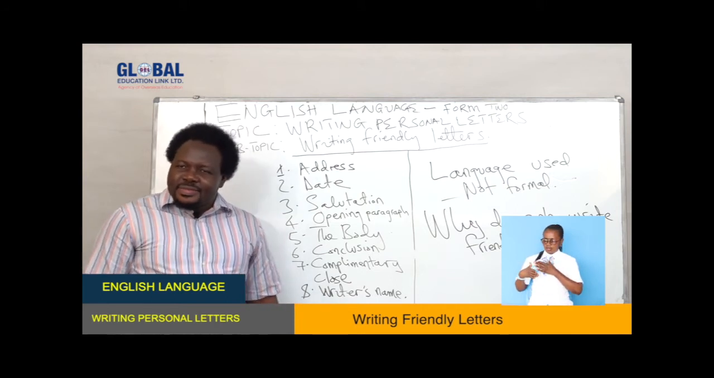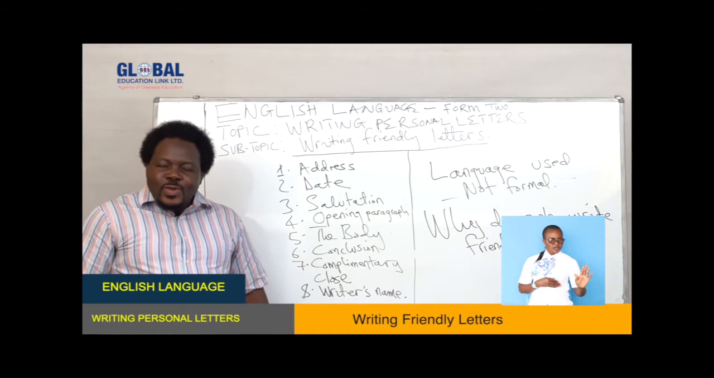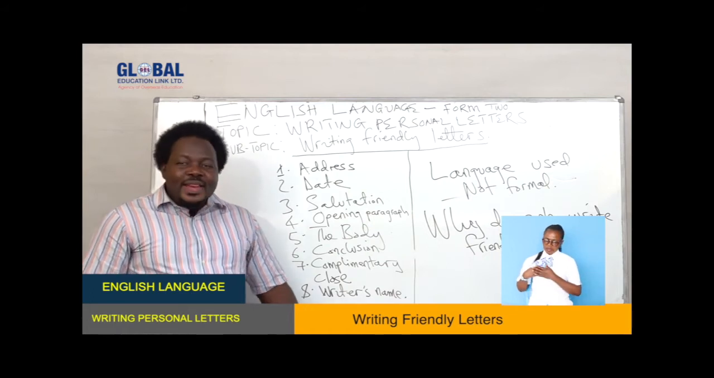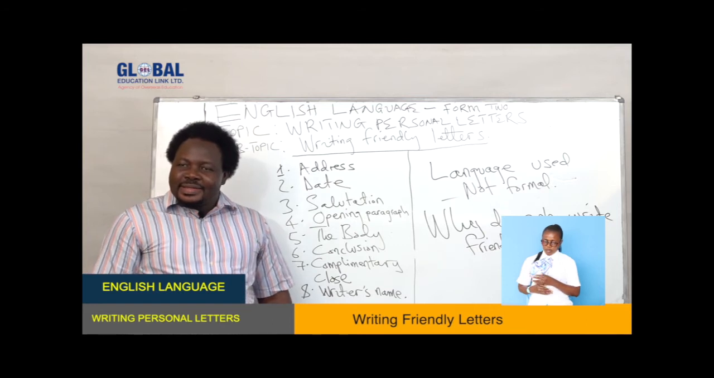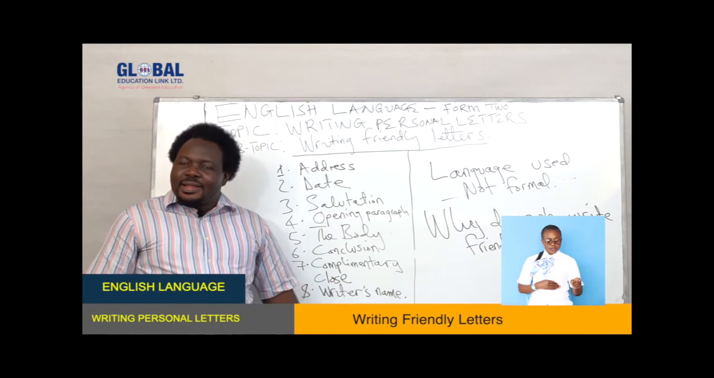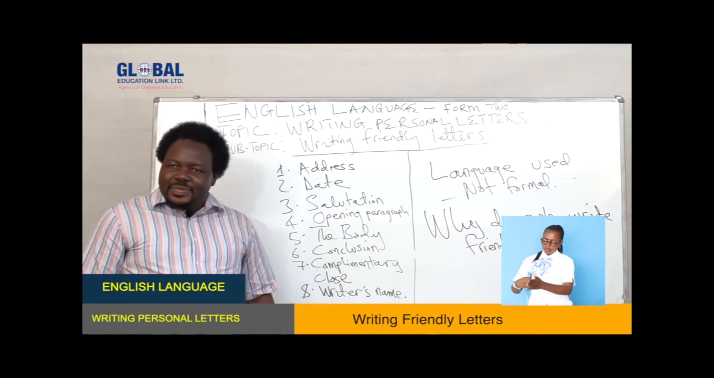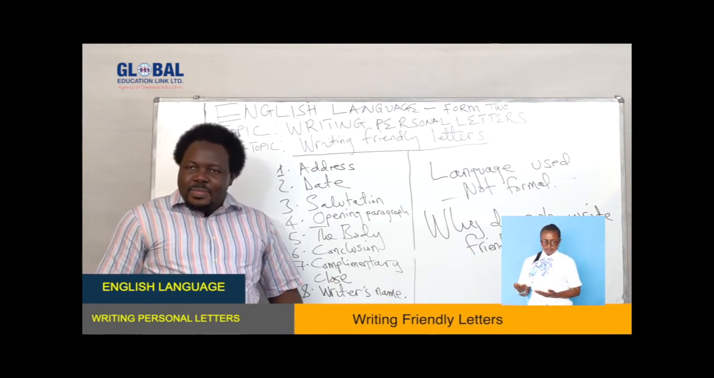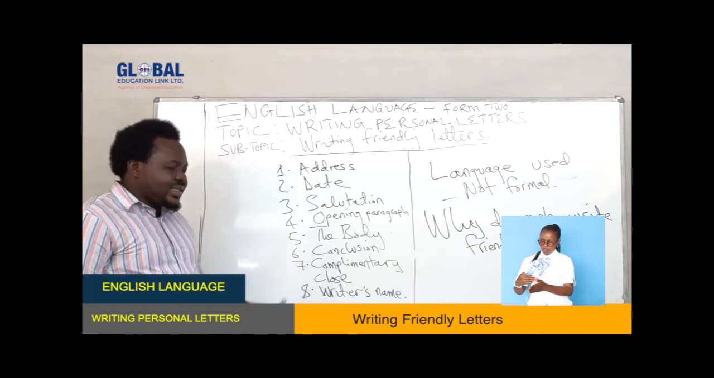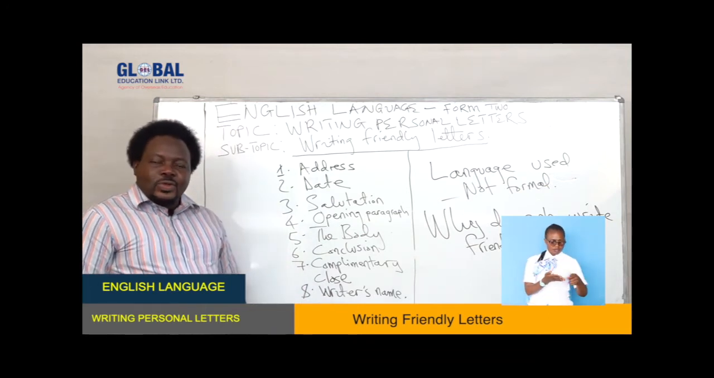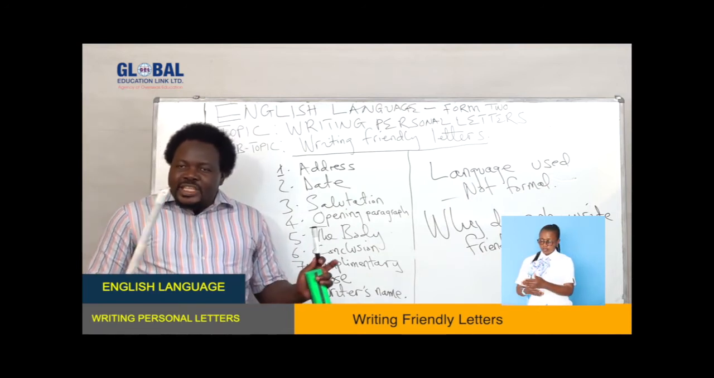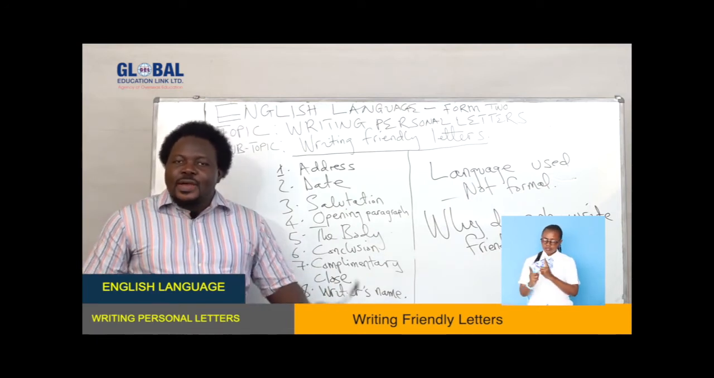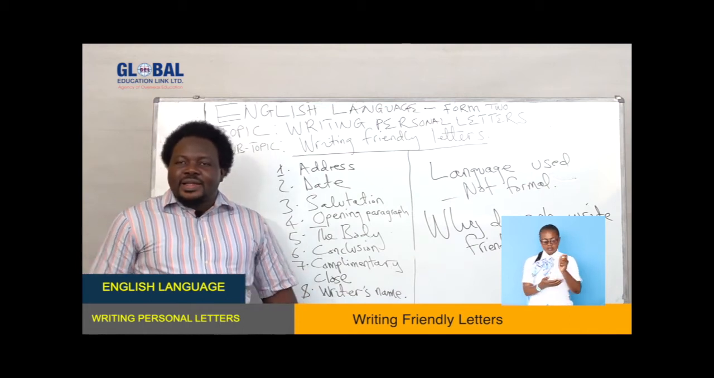With regards. Your lovely son. Your beloved son. Your darling. You see? A person is there. Closing a letter. Then, below the closing, there is the writer's name. So, those are the important parts which are supposed to be considered when someone writes a friend letter.